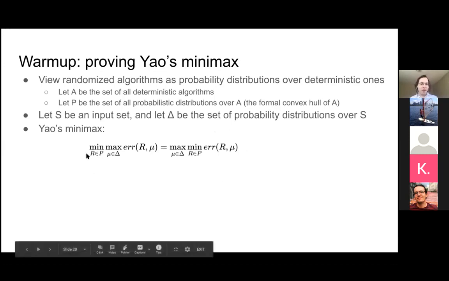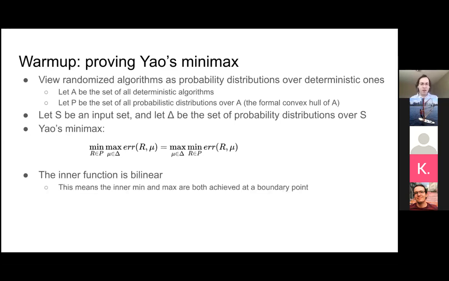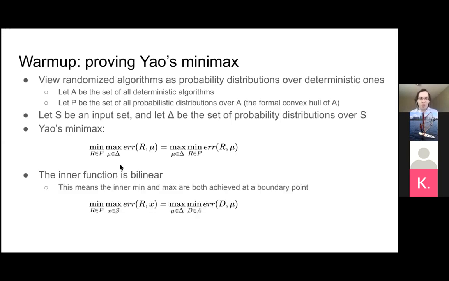It can basically be written as a true min-max theorem. In other words, a min-max equals max of min of some function, where the function represents the error that the algorithm makes on that distribution. And to see why this statement is the same as the one before for Yao's minimax, you note that the inner function is bilinear. So it's linear in R and linear in mu. And this means that the inner min and max are both achieved at a boundary point of the convex hull.